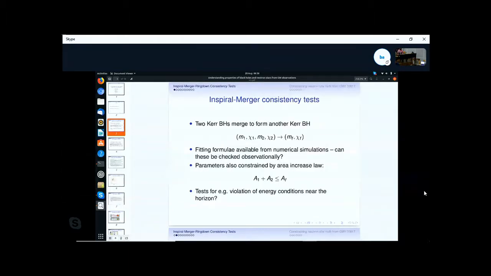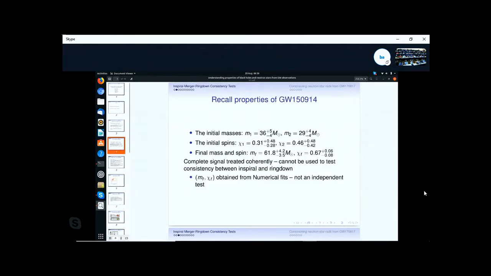And in a similar vein, it's not just the mass and the spins, but there are also other constraints on these parameters. For example, the area increase law will tell us that the areas of the two black holes, A1 plus A2, have to be less than the final area. So you could also test a violation of this inequality, and this would be a test of, for example, violations of energy conditions near the horizon.